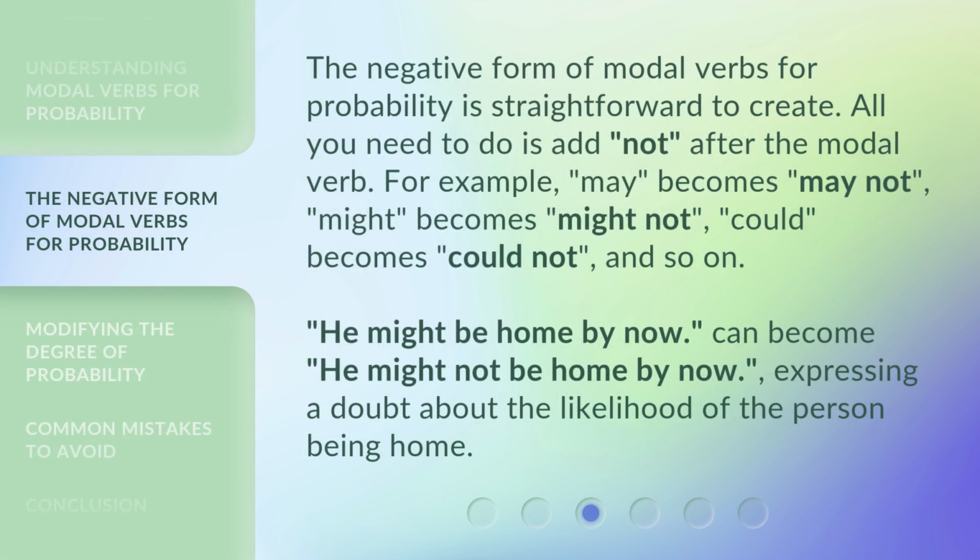The negative form of modal verbs for probability is straightforward to create. All you need to do is add "not" after the modal verb. For example, may becomes may not, might becomes might not, could becomes could not, and so on. "He might be home by now" can become "he might not be home by now," expressing a doubt about the likelihood of the person being home.